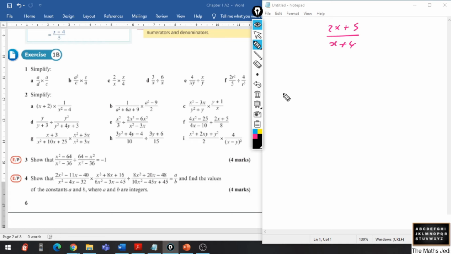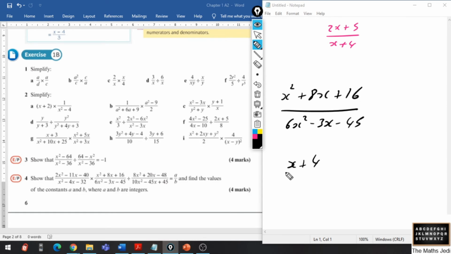So the second fraction is this one, x squared plus 8x plus 16 divided by 6x squared minus 3x minus 45. And again, I'm going to factorise the top. Top's quite easy to factorise because it's just x plus 4 squared, so it's x plus 4 times x plus 4. At the bottom you can see there's a factor of 3 here, so I'm going to start by taking out a factor of 3 just to make the factorisation a little bit easier for myself. So that leaves me with 2x squared minus x minus 15.